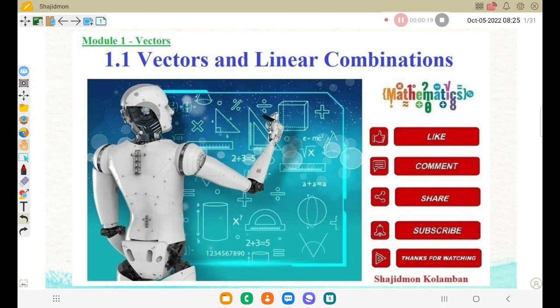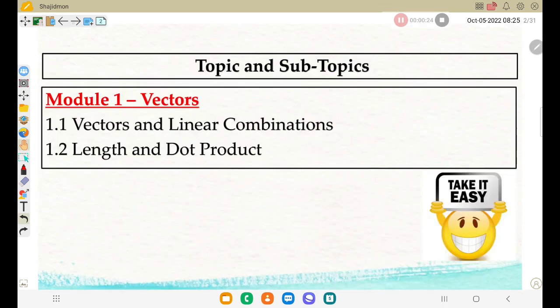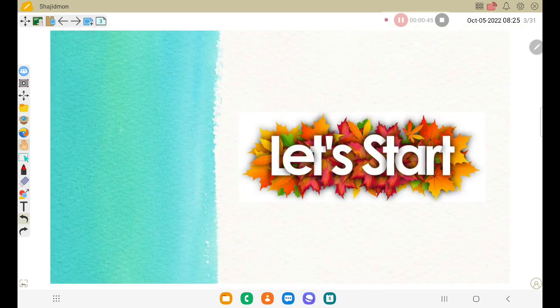So let's start the first module, that is vectors. In this module we have two sections: 1.1 vectors and linear combinations, and 1.2 length and dot product. Okay, so let's start the first section, that is vectors and linear combinations. So we will go to the topic.